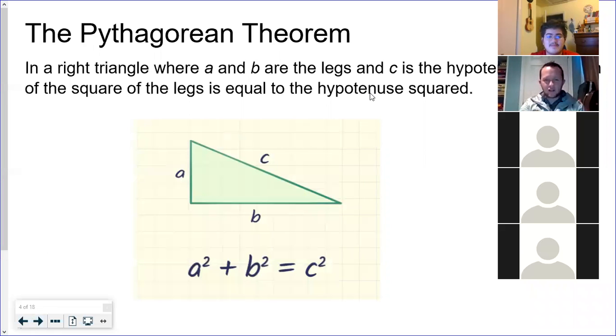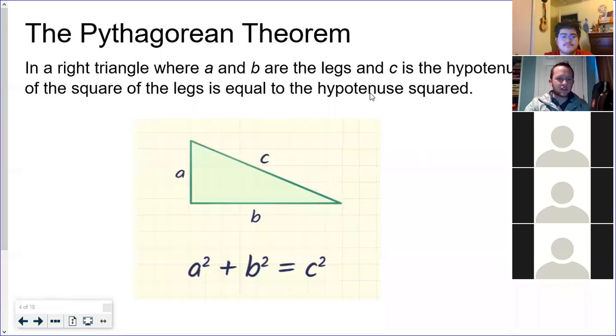In a right triangle, where A and B are the legs and C is a hypotenuse, the sum of the square of the legs, so A squared plus B squared, is equal to the hypotenuse squared. Thus, A squared plus B squared equals C squared. Now, someone might be like, hey, I said A squared plus B squared equals C squared from the beginning. Yes, but you have to set it up. First off, it has to be a right triangle. Second, A and B have to be the legs and C has to be the hypotenuse. And then you can say A squared plus B squared equals C squared.